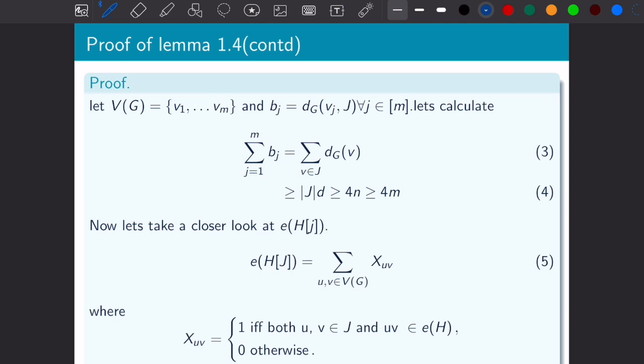So for this, I'll be using a notation b_j, which denotes the degree of vertex v_j formed by vertices in J. Let me elaborate on this. Suppose we have our vertex v_j and some of its neighbors 1, 2, 3, 4, 5. Only 3, 4, 5 belong to J and 1, 2 do not. As 1, 2 do not belong to J, we'll only be considering the vertices which are in J, which are 3, 4, 5. So the b_j will be 3.